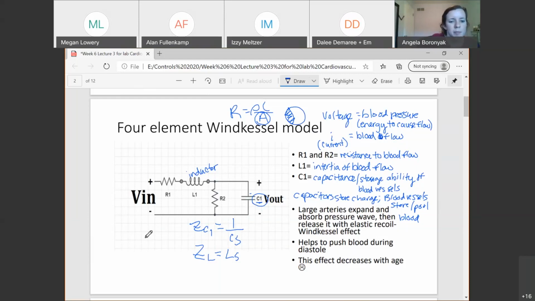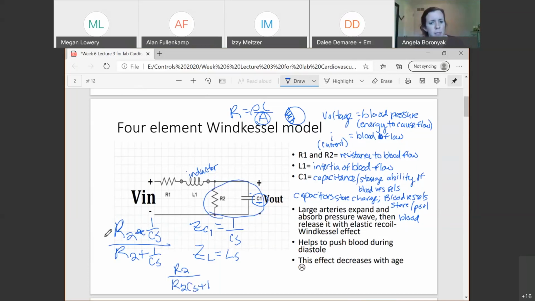So how do I combine them in parallel? I have to do R2 times 1 over CS, over, add them on the bottom, R2 plus 1 over CS. And then I've got to make that pretty, right? I don't like fractions over fractions. So I multiply by CS over CS, and I get R2 over R2 CS plus 1. That's the equivalent impedance of these two elements.